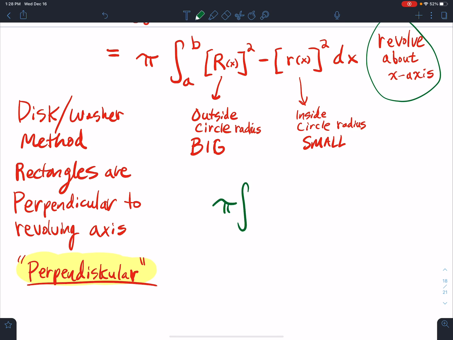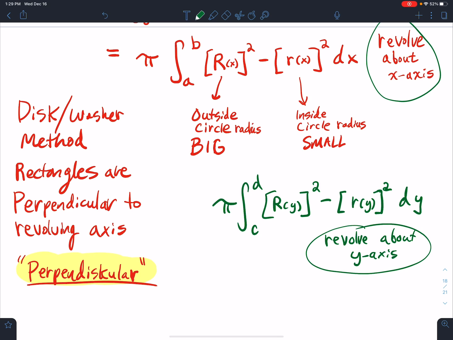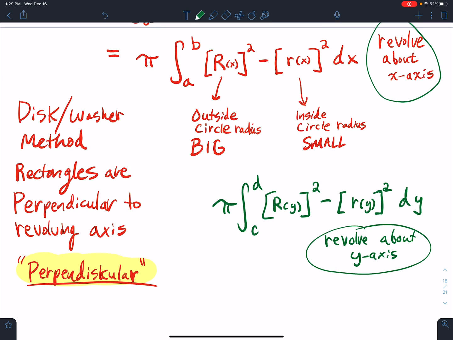It would be pi integral c to d of big R of y, so the functions in terms of y, squared, minus little r of y squared, and then dy. Okay, revolve about the y-axis. Okay, so that's just for symmetry for you. Volume. Okay. All right.